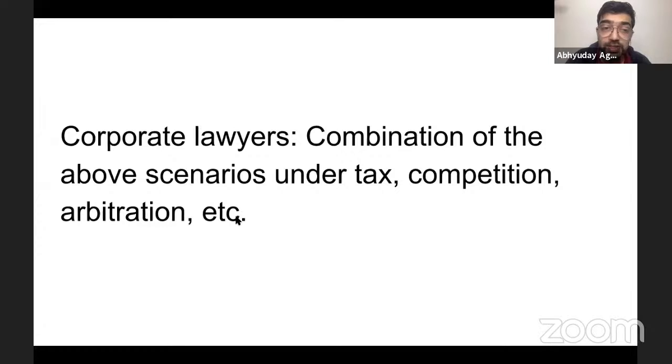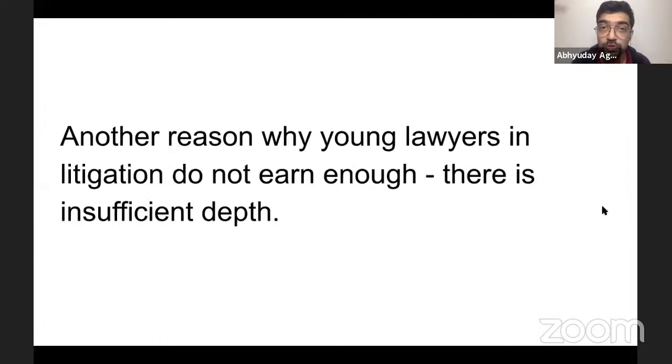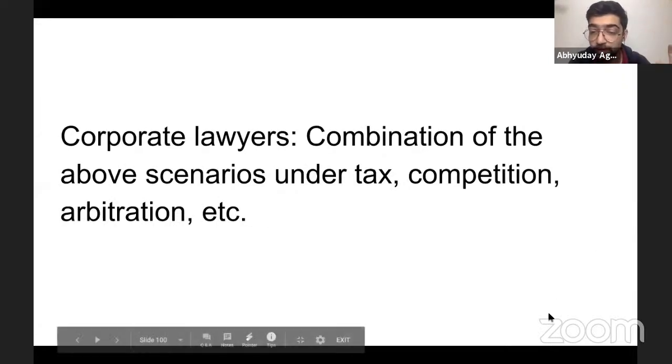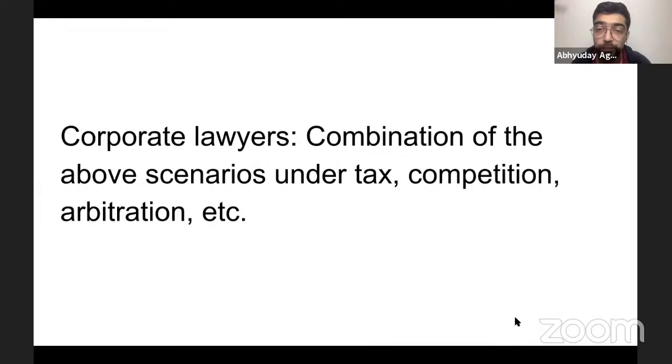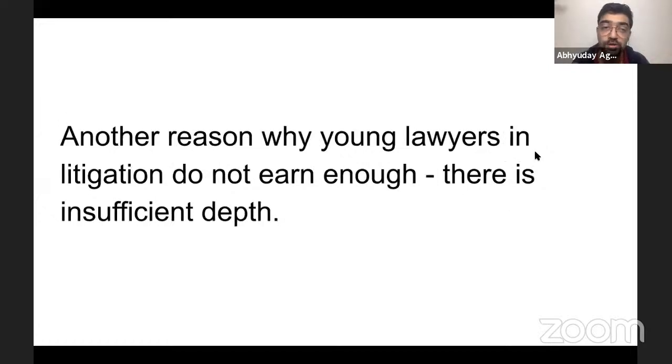For corporate lawyers, there's a combination of scenarios: you can use tax, you can use competition, you can use arbitration, you can use NCLAT. So if you're working in the disputes practice of a law firm or shifting from corporate to disputes, these are the important areas to keep in mind. Okay, how many of you are with me till here? Did you follow what is the combination? So when you're thinking of Supreme Court practice, you have to look at this: tax plus arbitration, or corporate plus competition, or tax plus Supreme Court, arbitration plus Supreme Court, competition plus Supreme Court, like that.